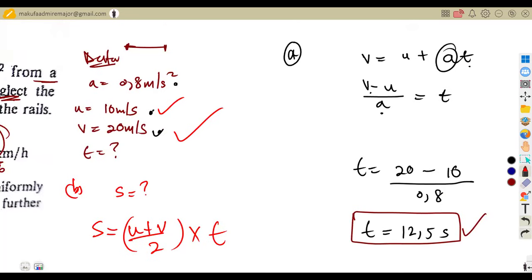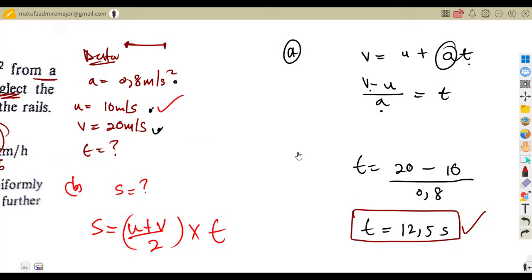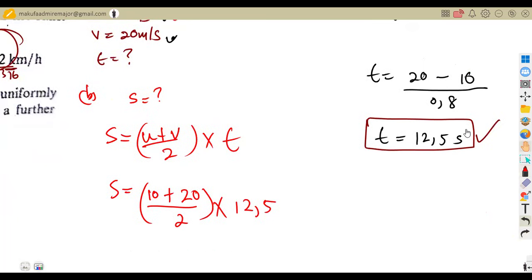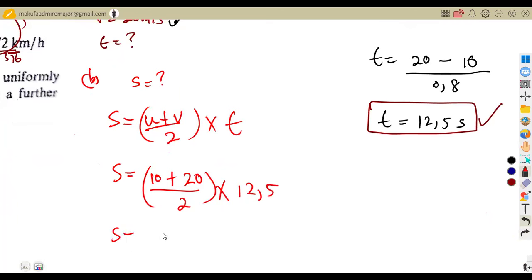If this time is wrong, it's going to affect you, so it's up to you there. You can use the original formula, other formulas, or this one. So S, the displacement, is going to be U, which is 10, plus V, the final velocity of 20, over 2, times the time, which is 12.5. This is going to give us S as 187.5 meters.